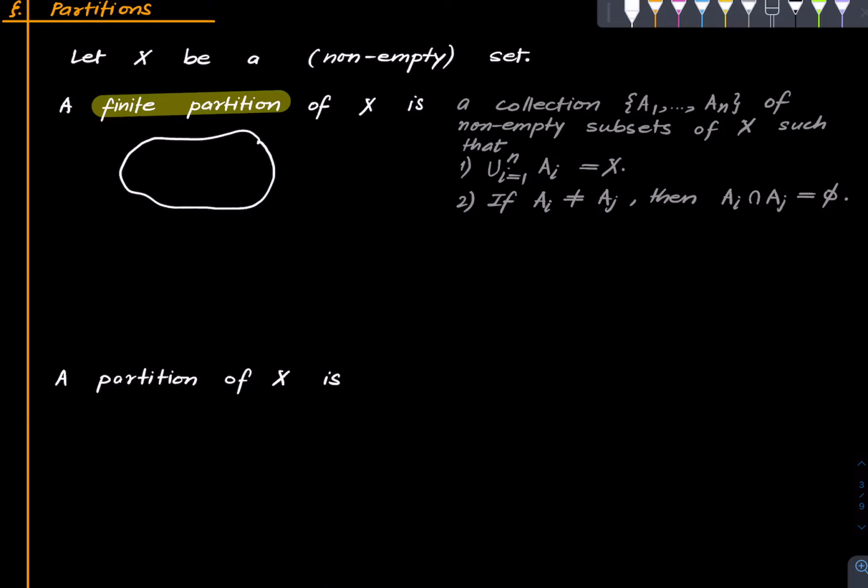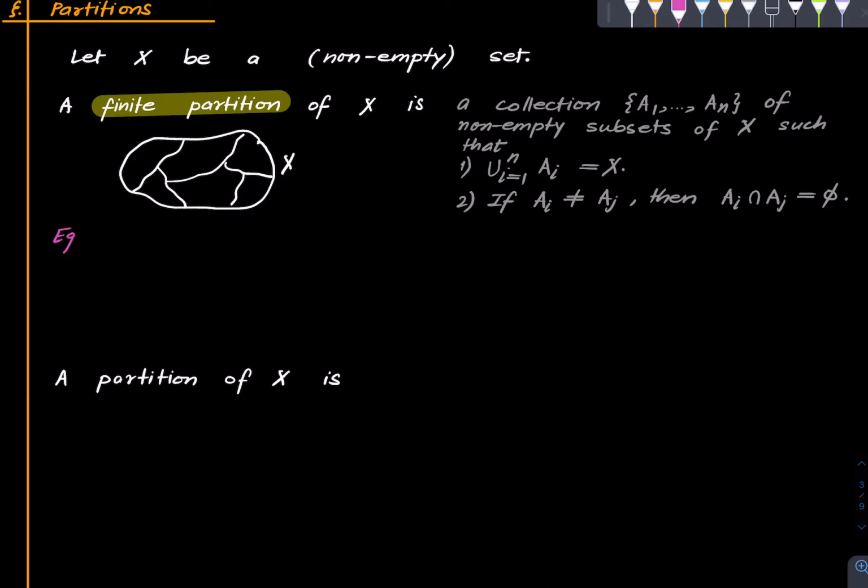If I have this blob denoting the set X, then a finite partition can be visualized in this fashion. Each of these are parts, and the collection of all the parts constitutes a partition of X. This may be A1, A2, A3, A4, A5, and A6. You can see that the union of all these things is the entire set X, and if you pick two different things, they do not intersect. That's a finite partition because there are only finitely many things in it.